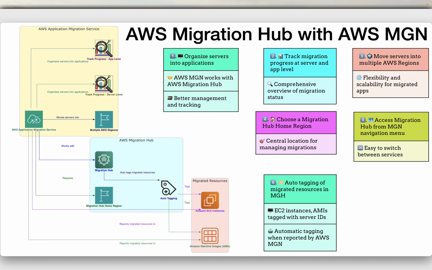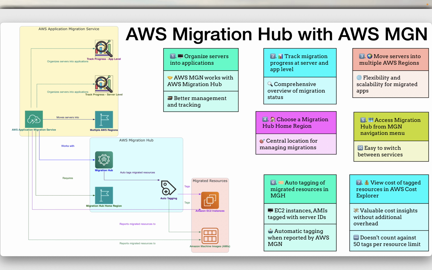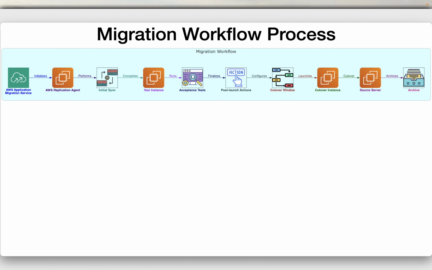These resources are automatically tagged with application discovery server IDs when reporting to Migration Hub by the Application Migration Service. If you enable cost allocation tagging, you can view the cost of the AWS resources tagged by Migration Hub in the AWS Cost Explorer service. This tagging is automatic and does not count against your limit of 50 tags per resource, providing valuable cost insights without additional overhead. Okay, now let's see how the migration workflow process looks.